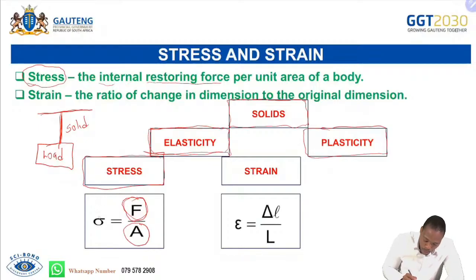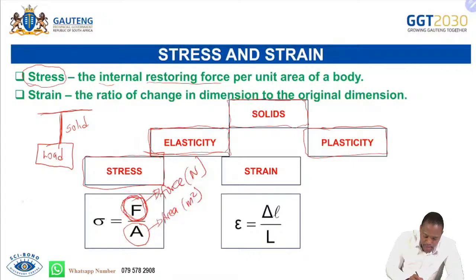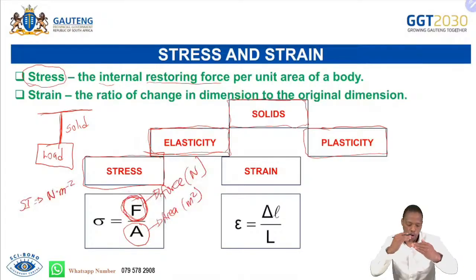So this is how we calculate the stress, by using that force that is acting. And we know that the force, grade 12, is measured in newtons. That's the SI unit. We know this from mechanics first term. What about the area? We've just spoken about area, and we should know from previous grades that the area is measured in square meters. So this leads us to the SI unit for stress. The SI unit for stress is newton per square meter, because it's newton over square meter.